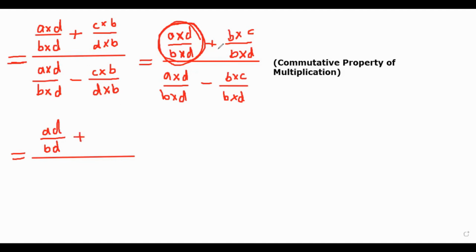So plus, next is plus BC divided by BD. This step is not so compulsory, but it's my habit to do it, that I'm vanishing these symbols here. Okay, divided by AD over BD minus BC over BD.